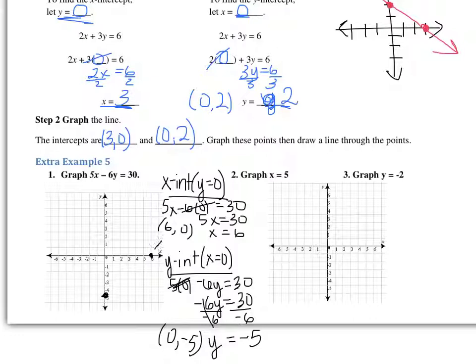And then to finish it up, I'm just going to draw my line through my 2 points. And that right there is the graph of 5x minus 6y equals 30.